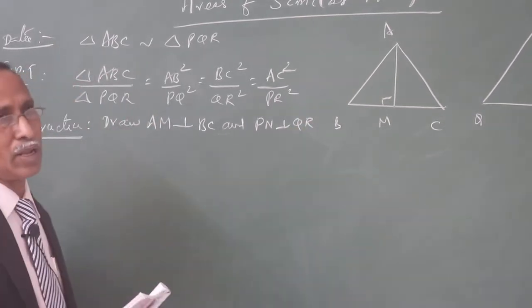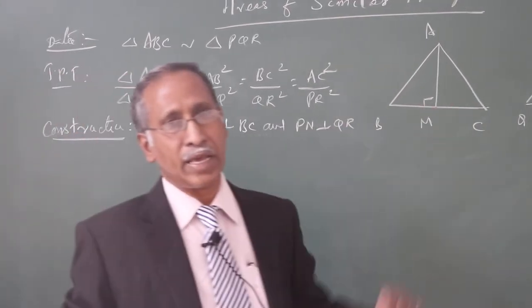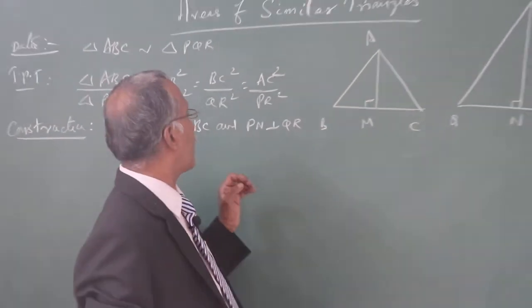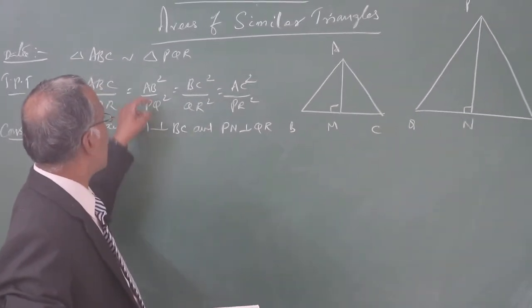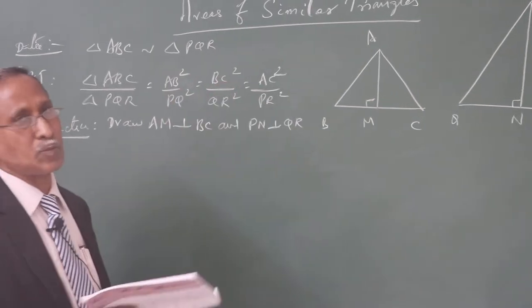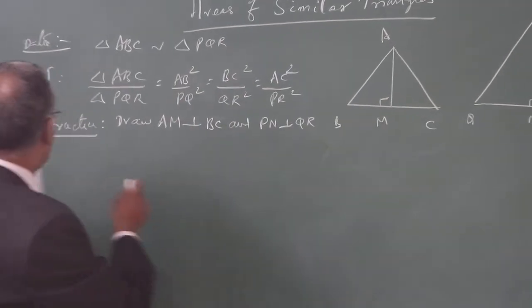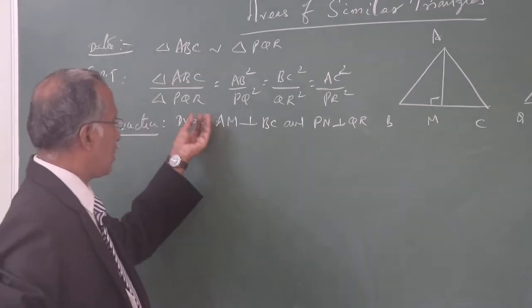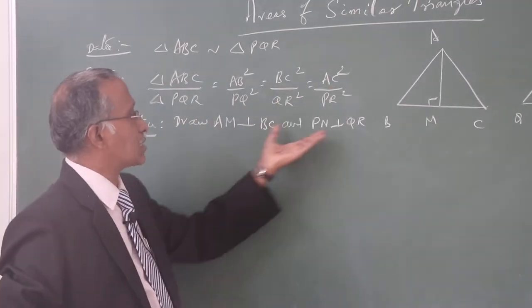Once again, statement of the theorem. The ratio of the areas of similar triangles is equal to the ratio of the squares of the corresponding sides. There are three pairs. We need one pair of the corresponding sides. If you prove that, it is enough now. Now, data, they are similar. Corresponding sides are taken. Construction is taken up.